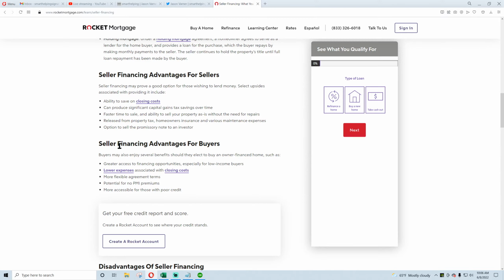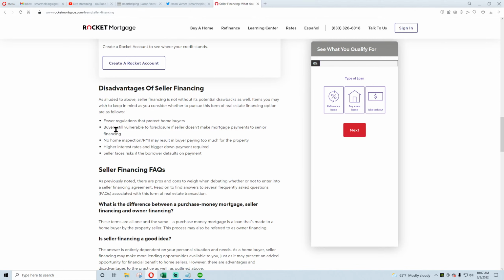Okay. Release from property tax. What? Oh, I see. They're saying that you, the buyer, is paying the property tax. Right, obviously. And that's okay.